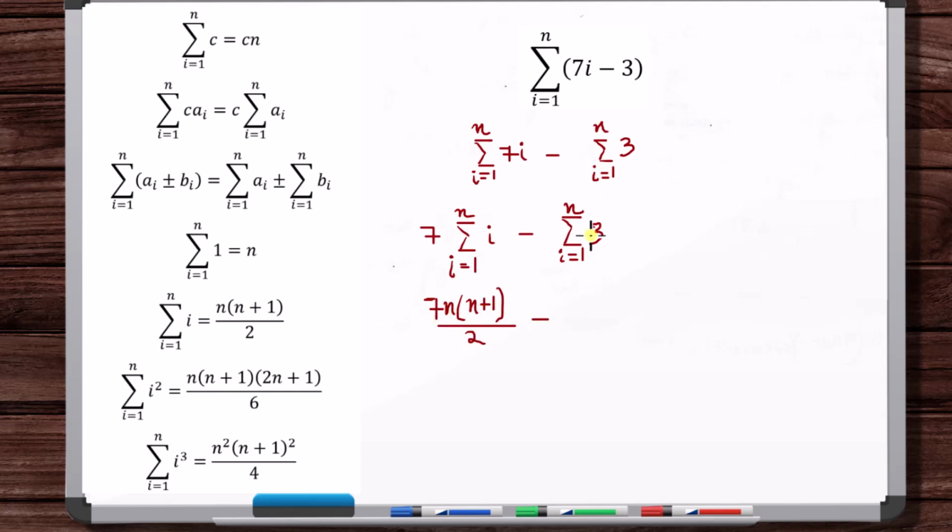Now, do we have a property for this? Yes, 3 is a constant. 3 is like c, so this is just equal to 3n. And there you go. This is equivalent to this, so put an equal sign here. So if you want to know what this sequence sums to from 1 to n, where n is equal to 100, just plug in n equal to 100 and you get the answer.